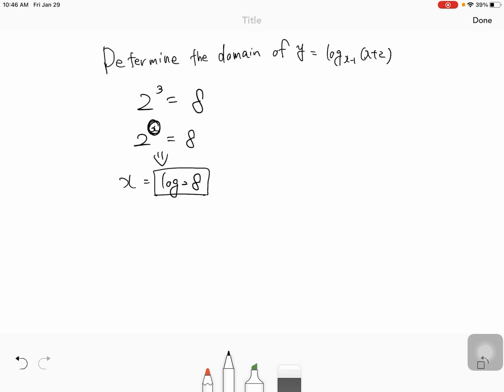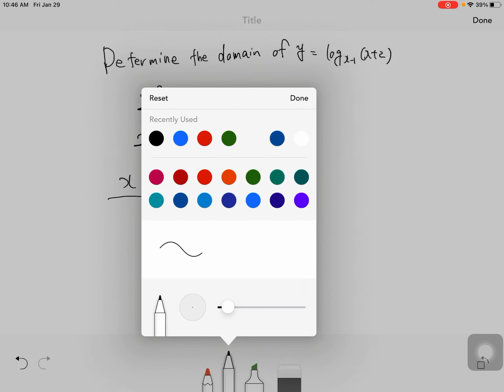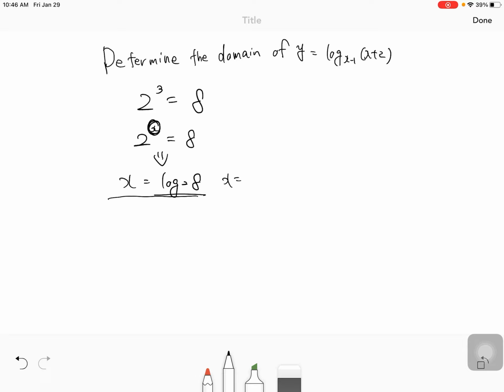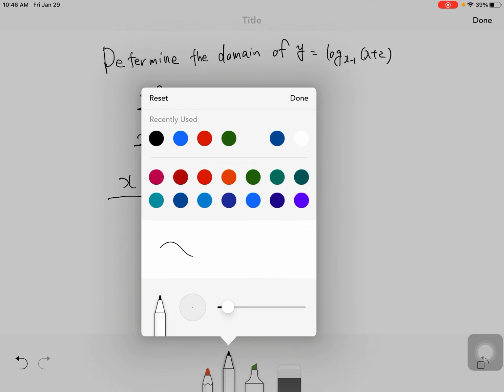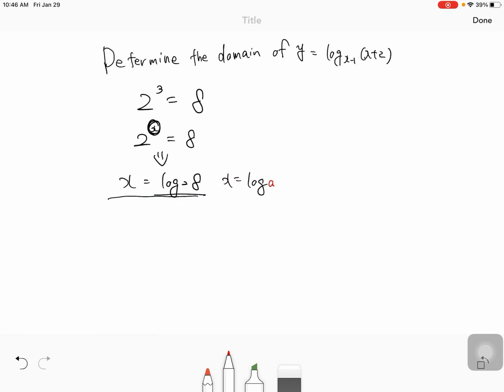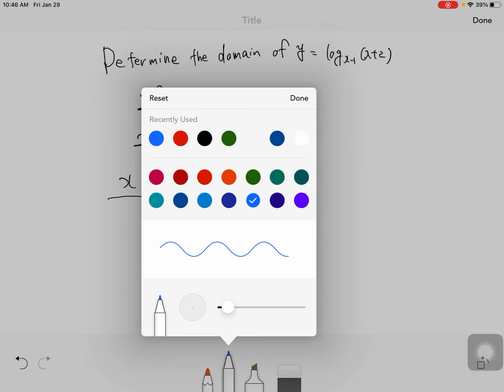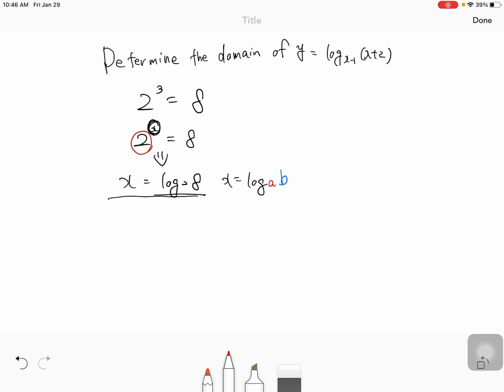So this means, what power do you raise 2 to, to get 8? Okay, this is a logarithm. So next, let me put this one: log base a of b. And to find the solution, first let's focus on the value here.